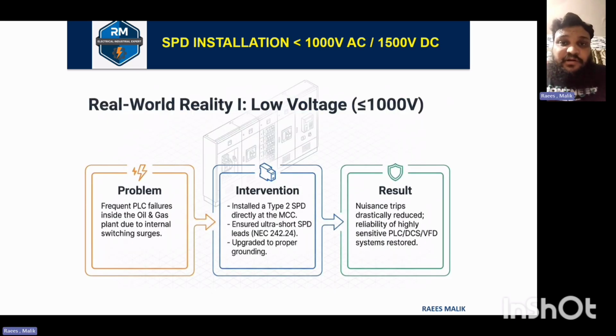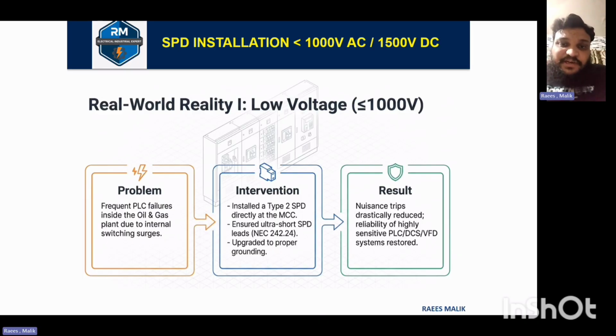So for low voltage, less than or equal to 1000 volt, what are the problems? There are frequent PLC failures inside the oil and gas plant. Why? Due to the internal switching surges. So how does the intervention of the SPD come in?